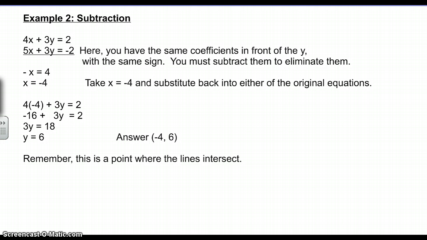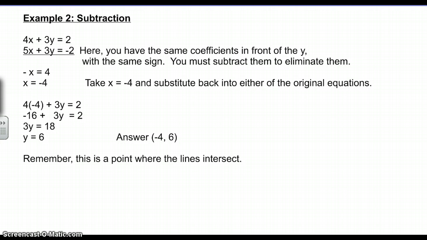In example 2, we're going to subtract. And we do it here because we have the same coefficients in front of the y. If we were to add them, we just have double the number of y's, right? We're not going to be eliminating a variable, but you want to eliminate one. So if you see that the same sign is in front of the coefficient of one of the variables, you want to subtract them. So we have 4x plus 3y equals 2, and 5x plus 3y equals negative 2.